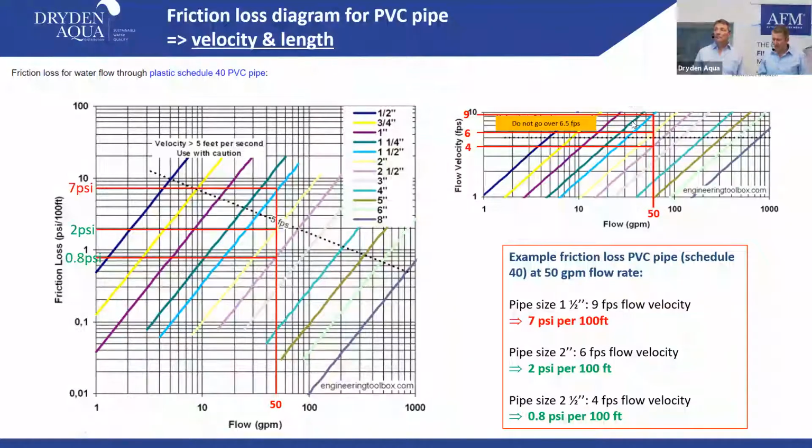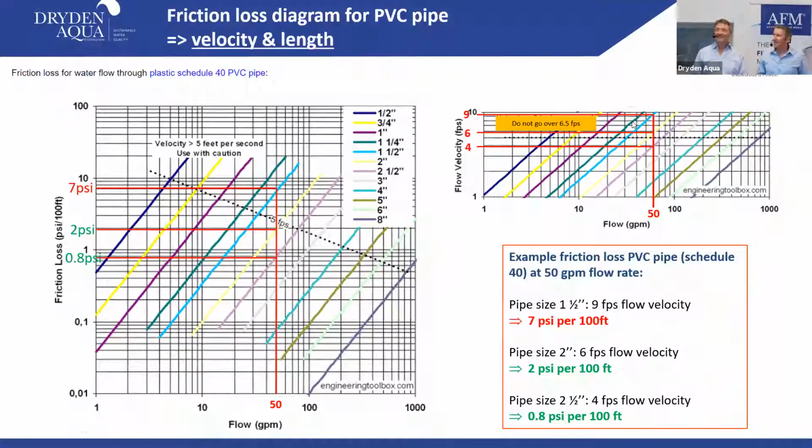On the left side here, we have a graph that also has the flow in gallons per minute, and then on the vertical, it shows friction loss in PSI per 100 feet. And we have the colors here, which is the indication of the pipe size. So again, we have 50 gallons per minute, and we use a 1.5 inch pipe. That means we will have a friction loss or a pressure loss of 7 PSI per 100 feet of pipe. That's why it's red, right?